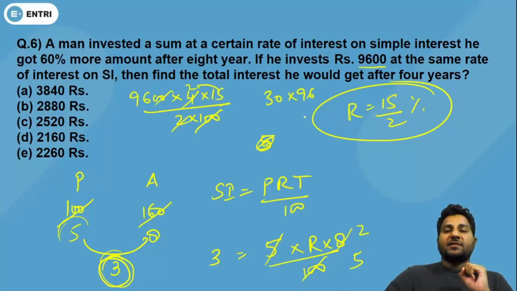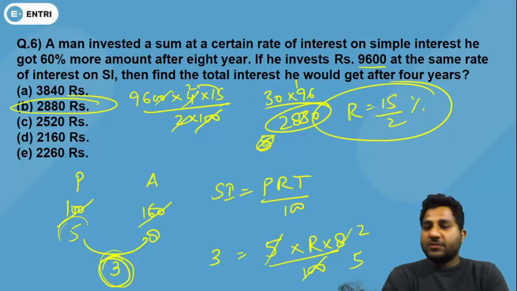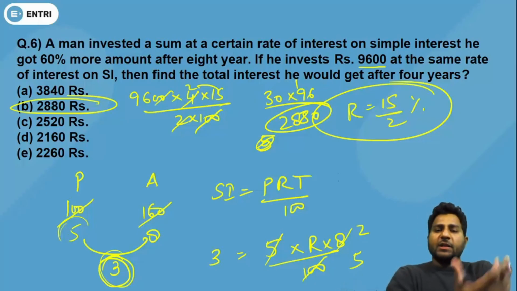So 3 6s are 18, 3 9s are 27 and 2 8. So the final answer would be 2880. All right, so it was a piece of cake question. You just need to understand the concept.